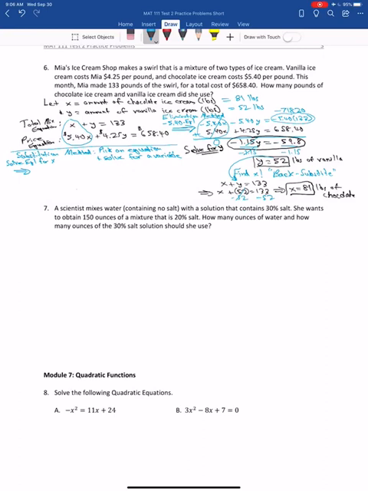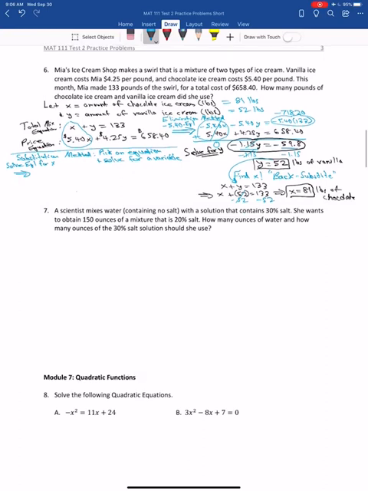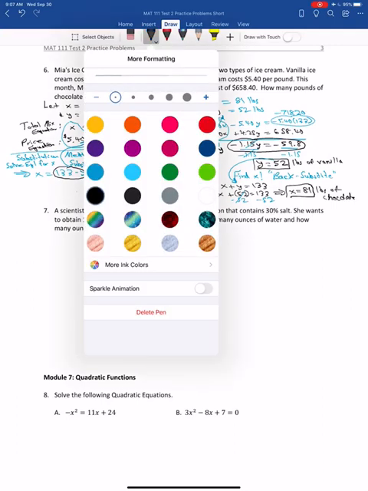If we were to solve equation 1 for X, X would equal 133 minus Y. Well, I like that because now we have an expression of Y that represents X. So we can substitute that into the other equation. That's where you do your substitution step. So I'm going to plug that into equation 2.